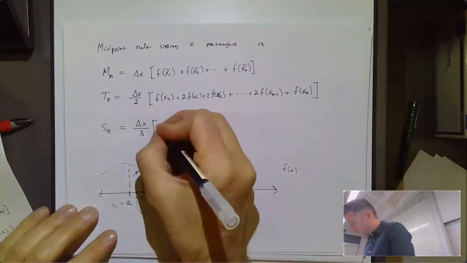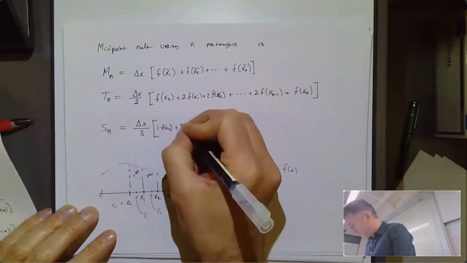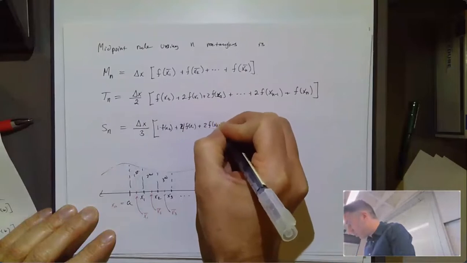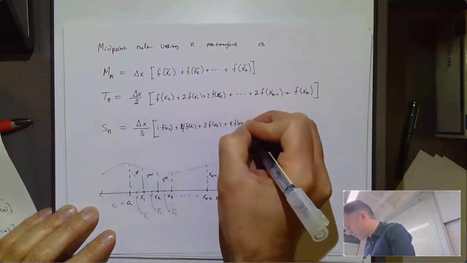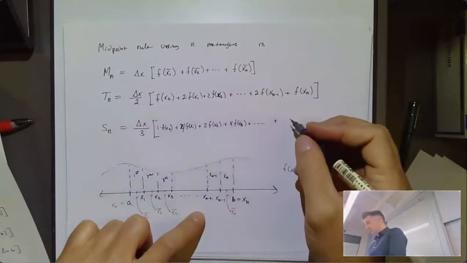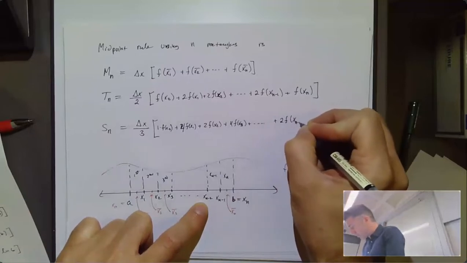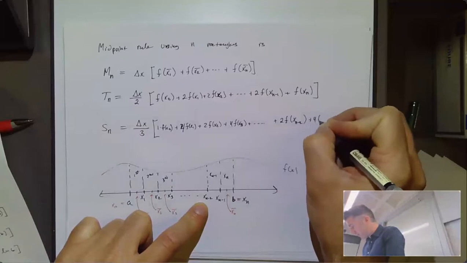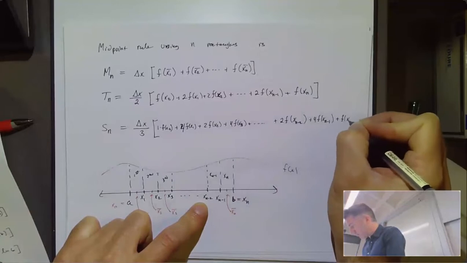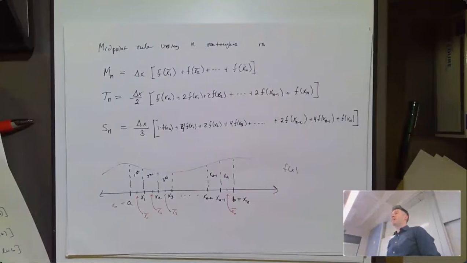So it's 1 times f of x naught, plus 4 times f of x1 plus 2 times f of x2 plus 4 times f of x3, all the way to the very last 3 terms. The third to last term is 2 times f of x sub n minus 2, and then a 4 times f of x sub n minus 1, and then a 1 times f of x sub n. So that's Simpson's rule. It's not any worse than the trapezoid rule.